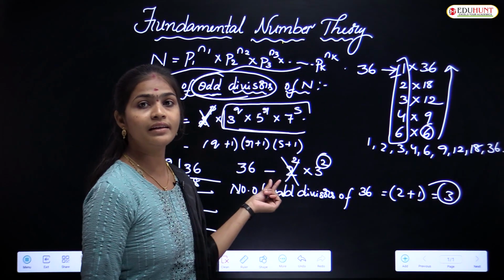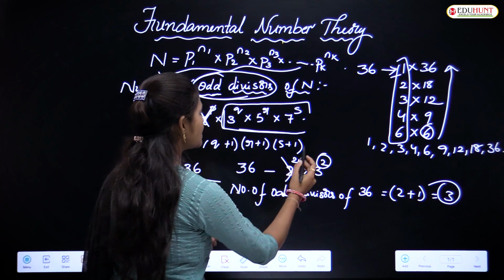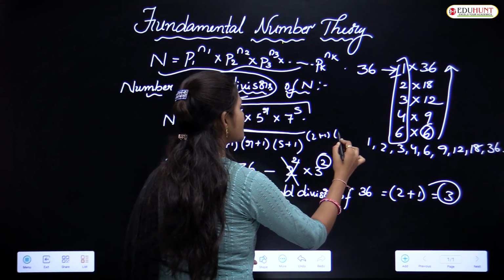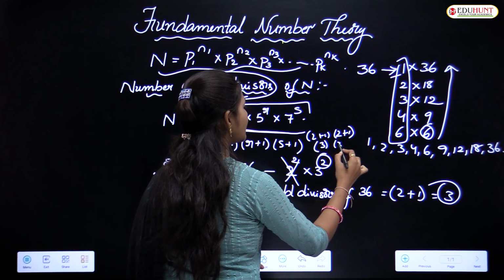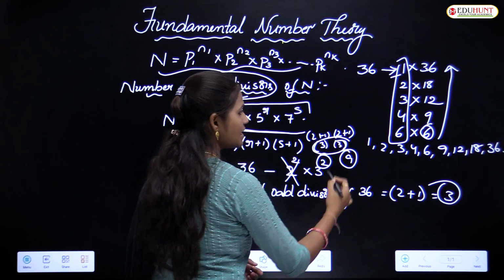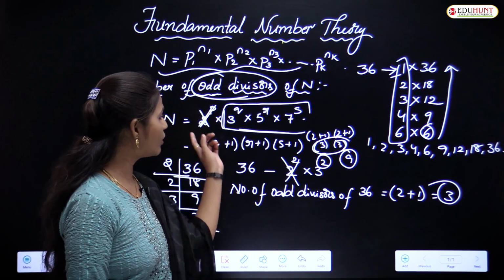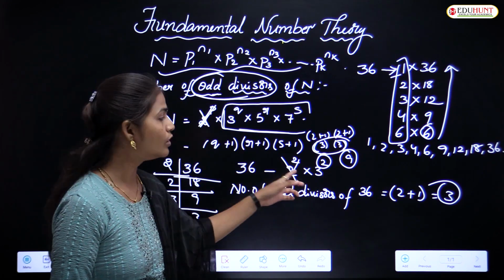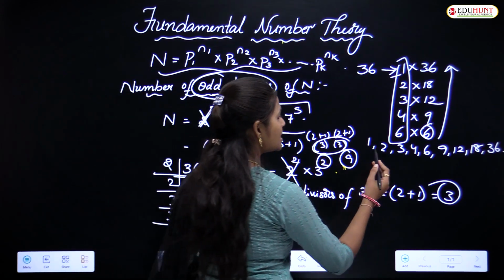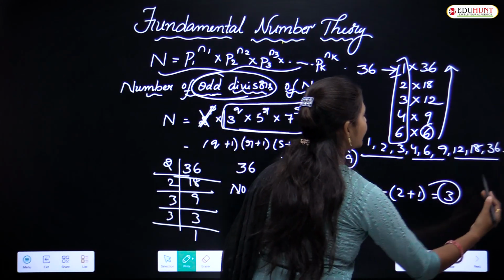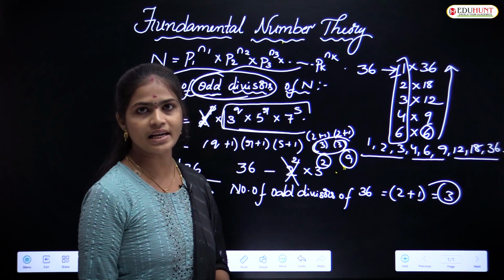Now how many divisors are there? The number of divisors is (2 plus 1) into (2 plus 1). Okay, 3 and this is 3. So 3 3s 9 divisors in all. By using that formula we can find the number of divisors. So how many divisors did we get here? 9 divisors are there in all. Just see 3, 3, 3, so totally we have 9 divisors.